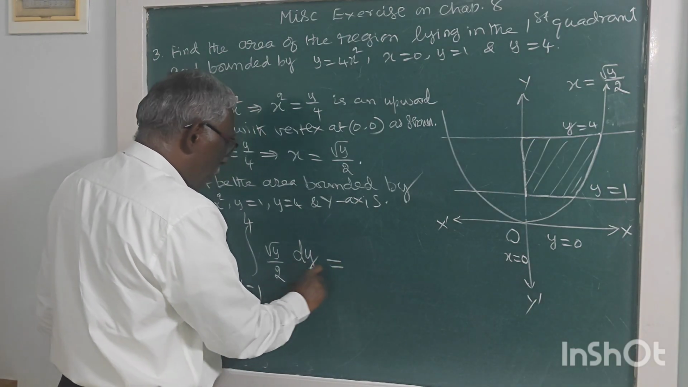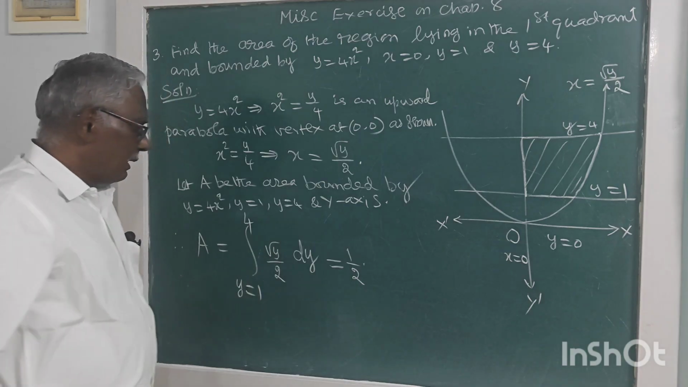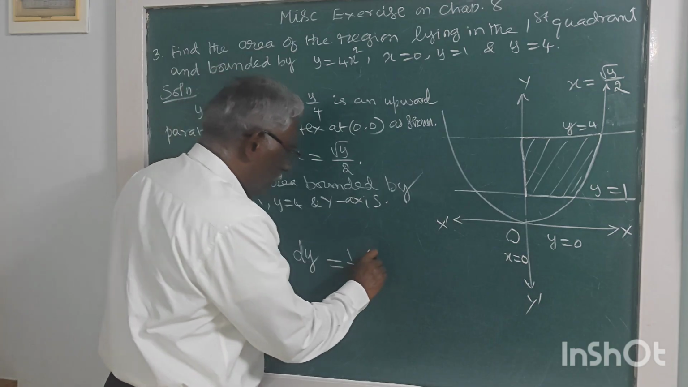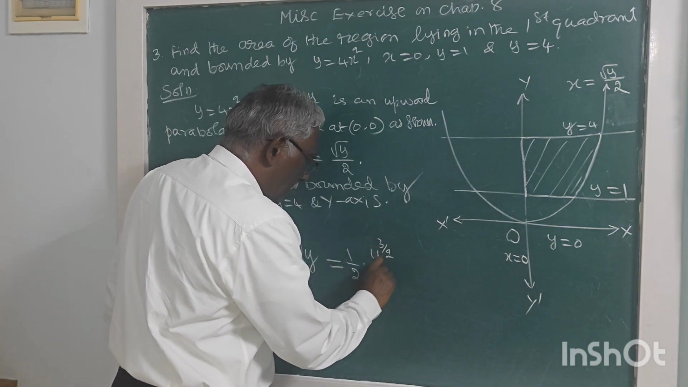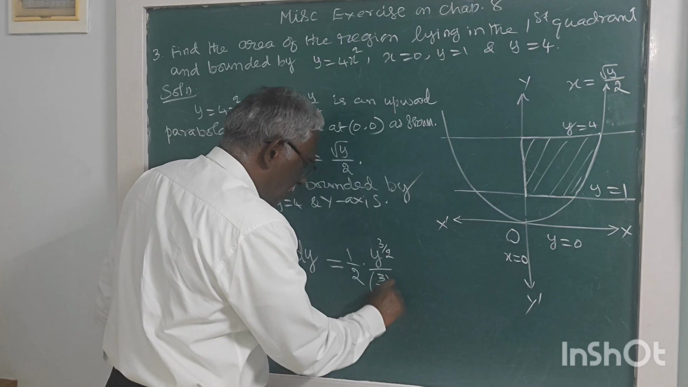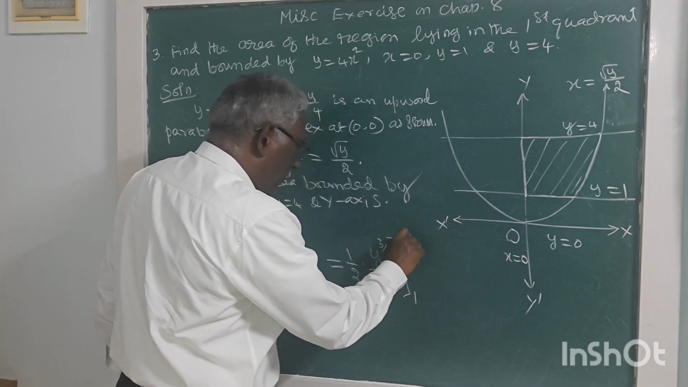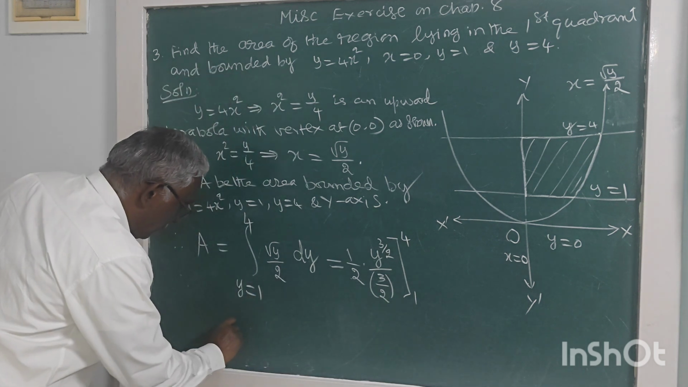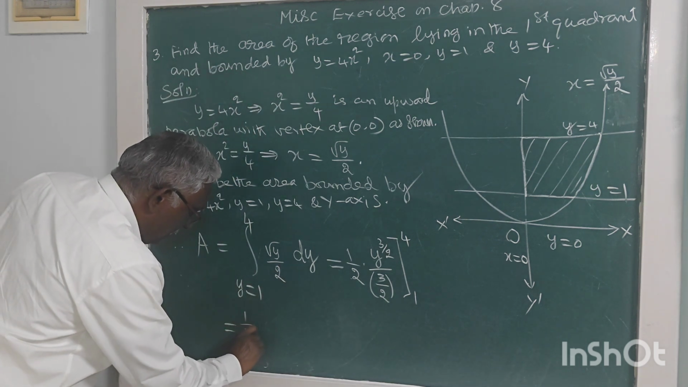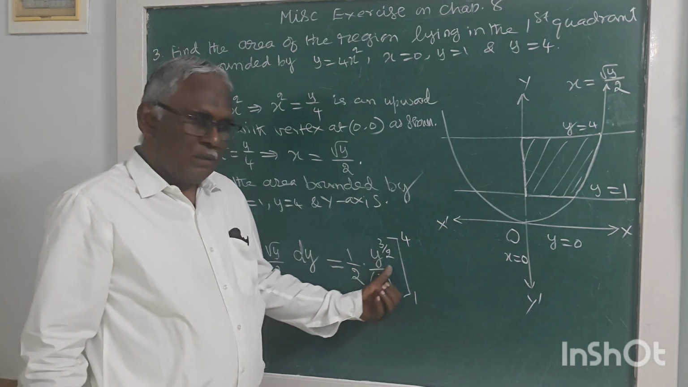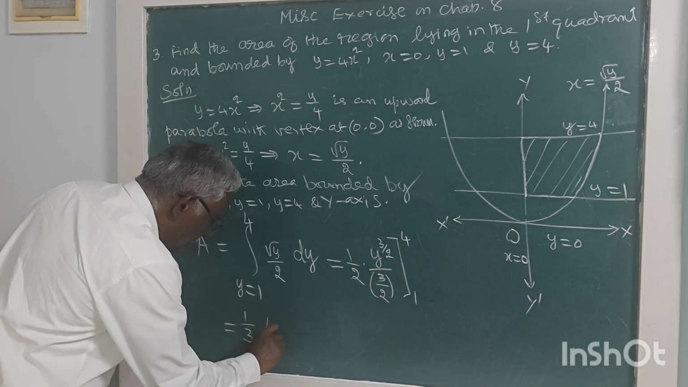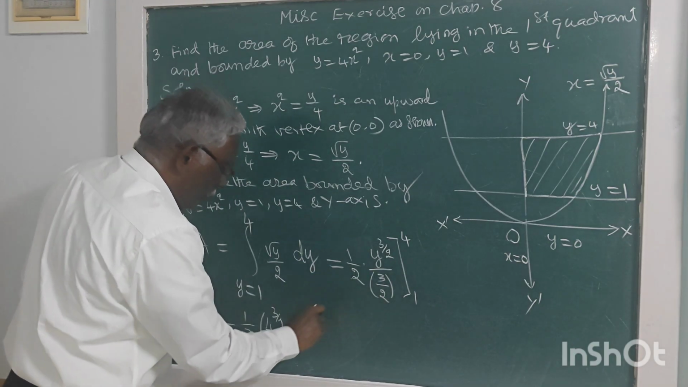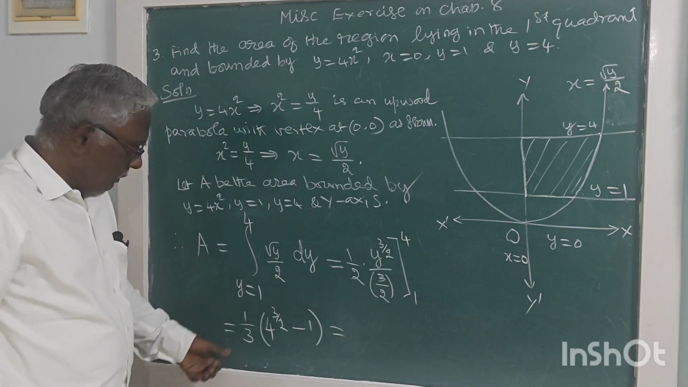So on integrating we will get 1 by 2. On integrating root y, that is y power half, we will get y power half plus 1 by half plus 1, that is y power 3 by 2 by 3 by 2, limit 1 to 4. So this 2 and 2 get cancelled and we will be getting 1 by 3 times. Now for y we will substitute the upper limit 4 power 3 by 2 minus the lower limit 1.